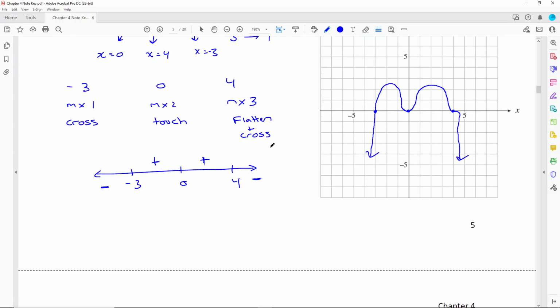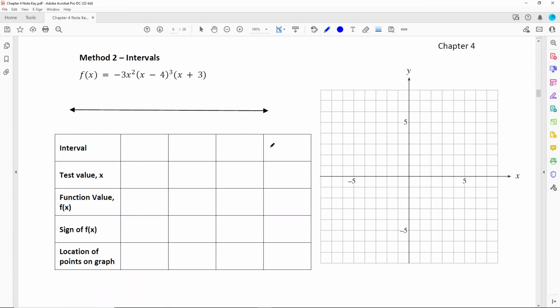Okay, moving on. If the whole multiplicity thing just boggles your mind, you are more than welcome to use the interval method, and the textbook uses this interval method. The interval method works by using no knowledge. In other words, you don't have to know that this is an even graph. You don't have to know it's a negative graph. You don't have to know end behavior. You don't have to know multiplicities. You just have to know the x-intercepts.